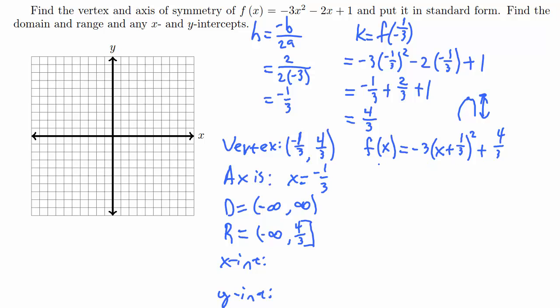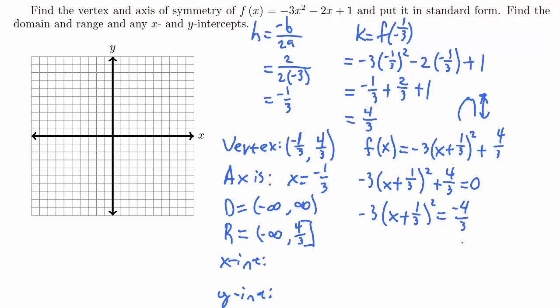So I'm going to set the function equal to 0, so that gives me negative 3 times x plus 1/3 squared plus 4/3 equals 0. To solve this, I can subtract 4/3, so that gives me negative 3 times x plus 1/3 squared equals negative 4/3. And I need to get rid of the negative 3 out front.